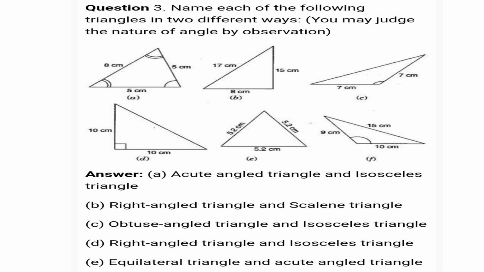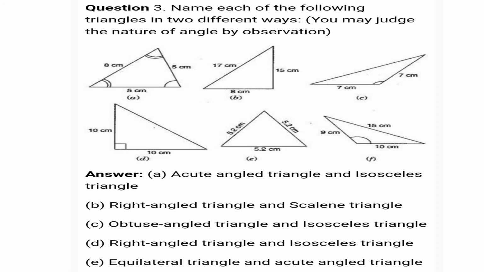Also, we can say it as an isosceles triangle because from figure it is clear that lengths of the two sides are equal. Now, let us jump to the figure B. Here we can say that it is an obtuse angled triangle and a scalene triangle. Well, we can say it is an obtuse angle because the measure of one angle is more than 90 degree, and we can say that it is a scalene triangle because lengths of all the sides are different.